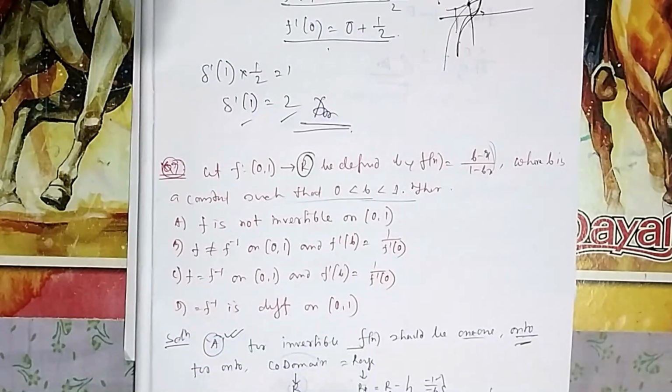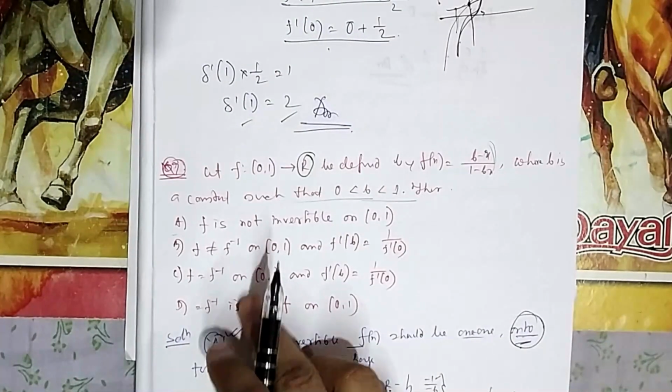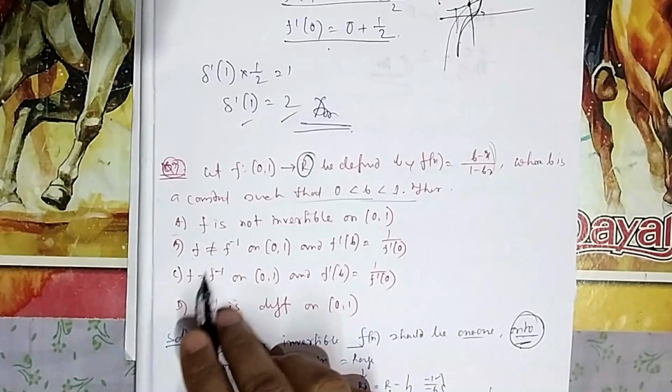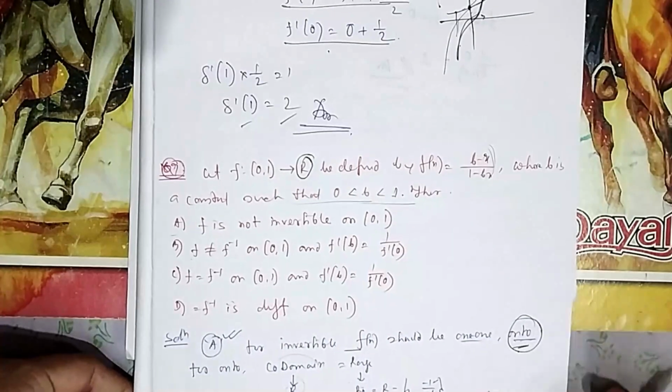Because they are not equal, it is not onto. Because this is not onto, it is not invertible. So option A is the correct one. B and C cannot be correct, because they are all talking about f inverse, but there is no f inverse existing. So that's why option A is the correct option.